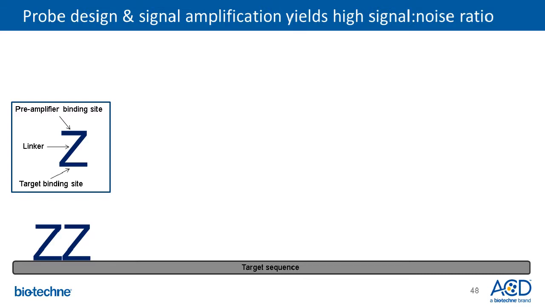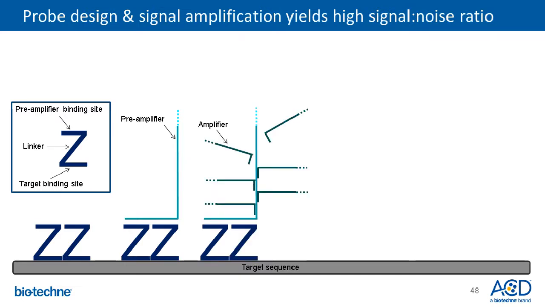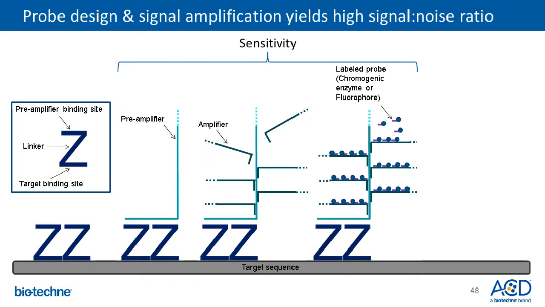After the two Z pairs hybridize with the target RNA, then the preamplifier can bind to the top of the ZZ pair, and then each preamplifier can bind multiple amplifiers, and then each amplifier can further bind multiple labeled probes. Labeled probes contain either a chromogenic enzyme or a fluorophore. This signal amplification strategy yields high sensitivity and allows for visualization of target RNAs as a single dot, where each dot represents an individual RNA molecule that can be quantified. That's how we achieve sensitivity.